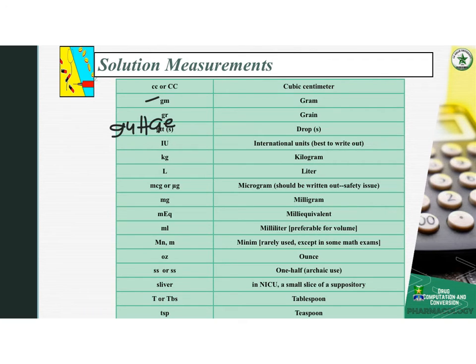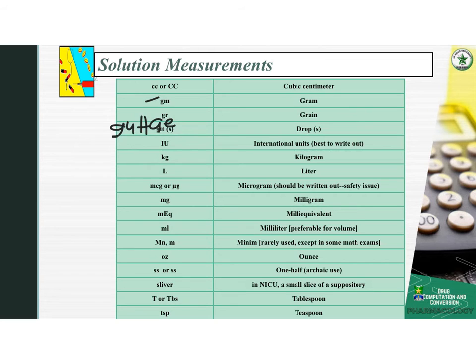Next we have the kg, that's kilogram. L for liter. MCG for microgram. It should be written out for safety issue. Dapat i-spell out ang MCG or microgram, because usahay masayop ta sa pagbasa sa MCG, mahimo siyang milligram. Lahi na sila. So, mg stands for milligram.